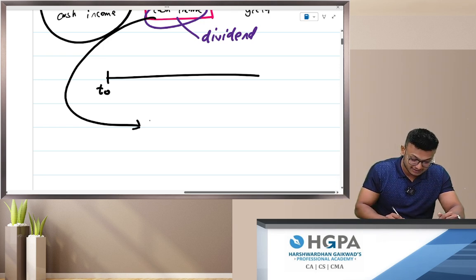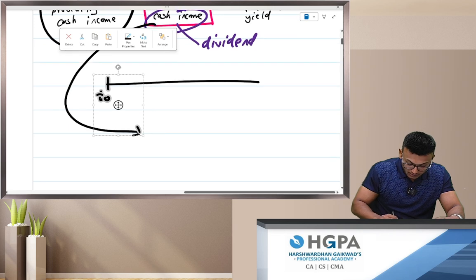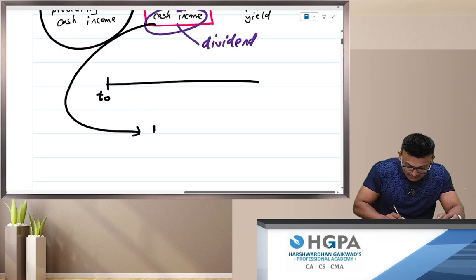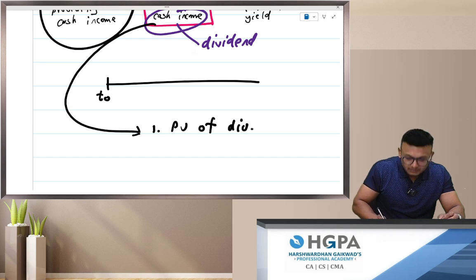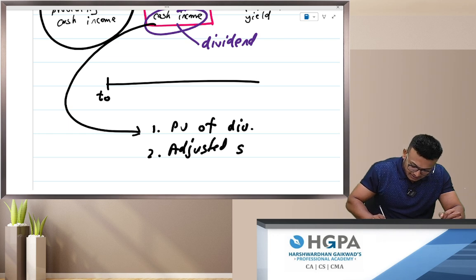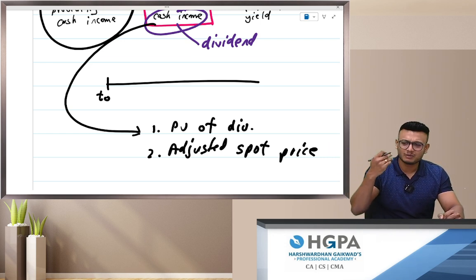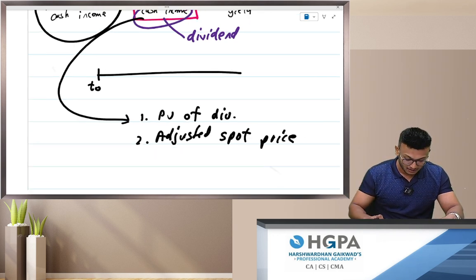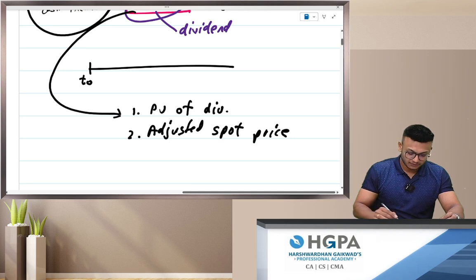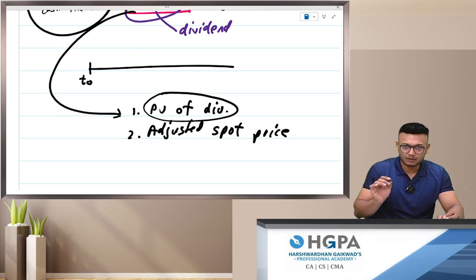Okay, so what we do in this is, the first step is we compute the present value of dividend. Very simple. Second, there's something called as adjusted spot price. Adjusted spot price. Please इसका ध्यान देंगे आप. Pay attention over here. If this goes in your head now, questions will be very easy. Just solve on a calculator. It's that simple. Okay, but this needs to go in your head.